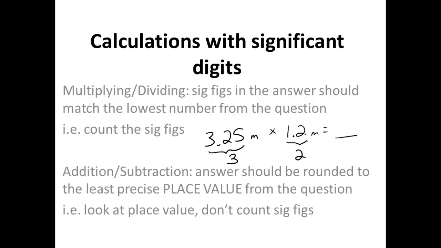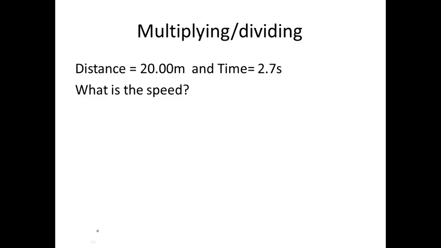For addition and subtraction, it's a little different. You need to round the answer to the least precise place value from the question. And that's a little bit wordy, so we'll do some examples and it will make sense. But the gist of it is you look at the place values of the numbers that you're adding or subtracting. You're not counting the sig figs. So let's do multiplying and dividing first.